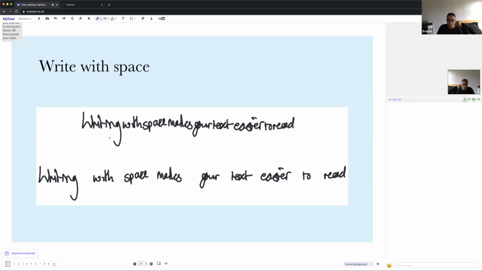Both of these lines are written exactly the same way. The only thing that's changed is that I've separated each of the words. So if you try and read the first one, it's really difficult, but the fact that the second one is separated quite nicely with space in between each word makes it a lot easier to read. So you don't have to necessarily slow down, just write with more space and it will make it easier to read.